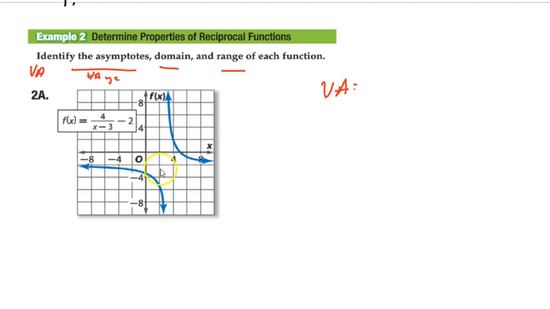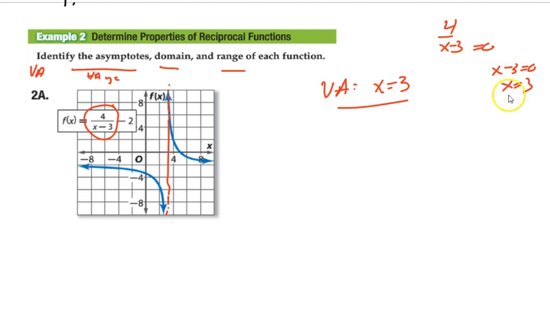What's the line that both of these can't cross? It looks like there's a line right here, around x equals 3. It's my vertical asymptote. There's a line right here that both graphs are shying away from, and that holds with the equation. Remember what we just talked about? You set the denominator equal to 0. You get x minus 3 equals 0, so x equals 3. That's your vertical asymptote. That's how you find it.